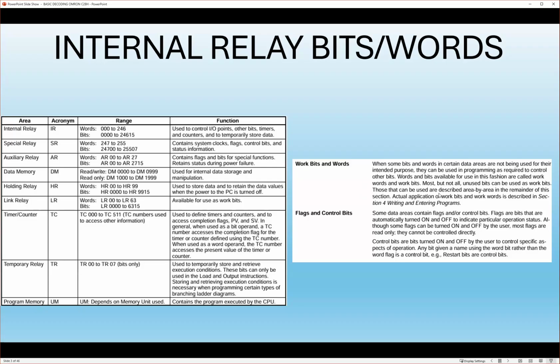Now, work bits and words. When some bits and words in certain data areas are not being used for their intended purpose, they can be used in programming as required to control other bits. Words and bits available for use in this fashion are called work words and work bits. So to me, this is like an internal thing.